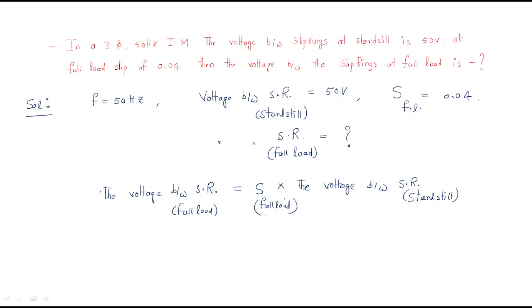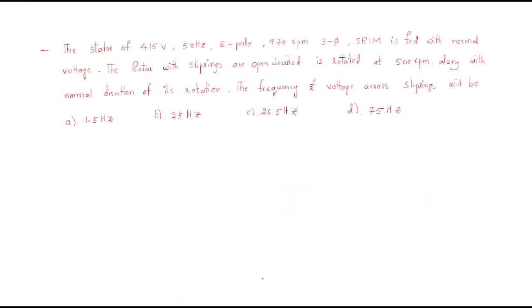We don't need to find the slip value, since it is given, so I directly write the slip value as 0.04, and the voltage developed at standstill is 50. So for full load, the voltage between the slip rings is 0.04 into 50, and you will get 2 volts. Next problem.